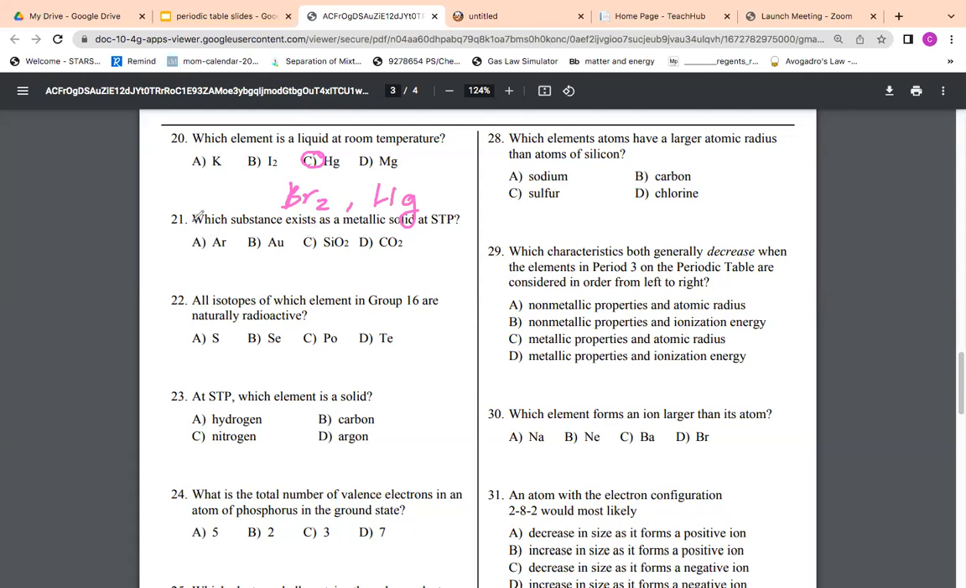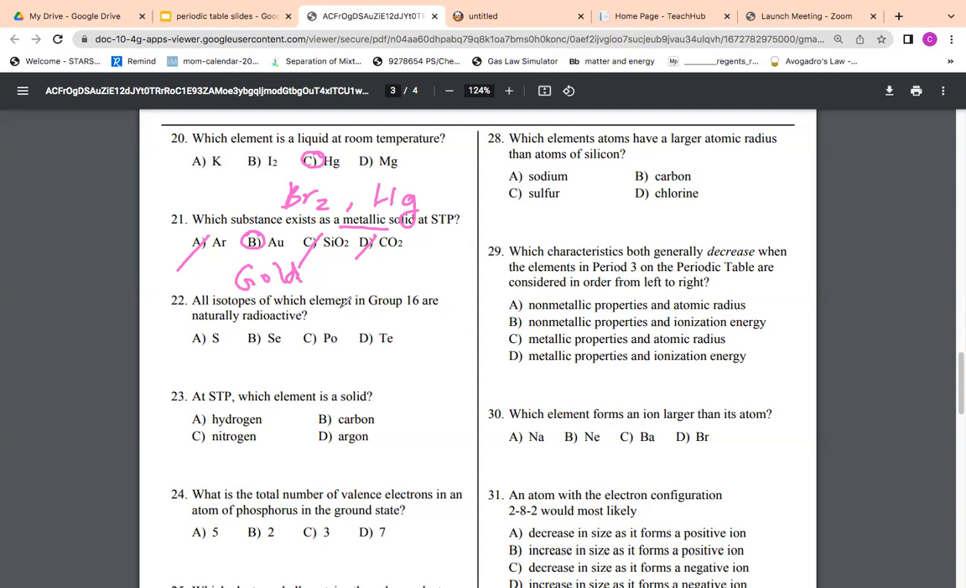Number 21, which substance exists as a metallic solid? They're literally asking which one is the metal. Argon, noble gas. Silicon oxide, there's no metals here, not a metal. Carbon dioxide, not a metal. The only thing that's a metal here is Au. This is gold.